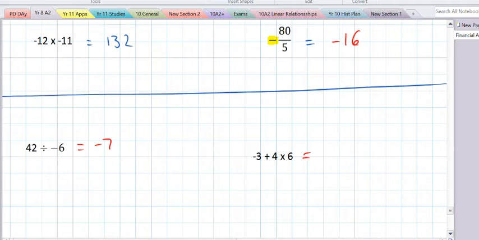Alright, what about this one then, Tiffany? If you're liking it so much. What's the first step there? Negative 3 add 4. No. Why not? Oh no, the 4 times 6. It's the times because it's the BODMAS law. Good, BODMAS. 4 times 6 is first. So our next line here would be minus 3 plus 4 times 6 is 24.